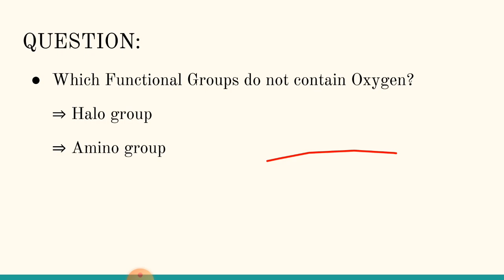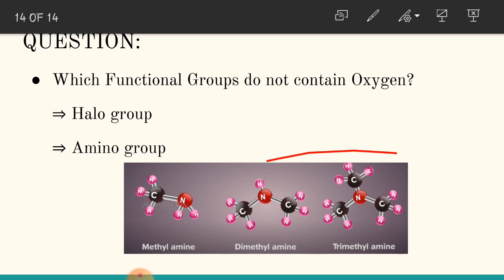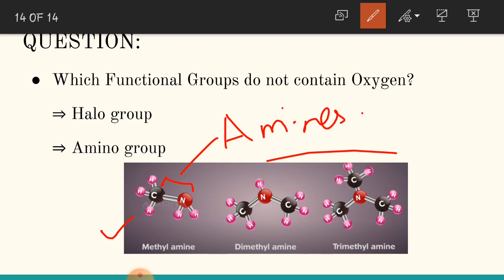Another group that does not contain an oxygen atom is the amino group. For example, in these examples, in methylamine, the presence of C single bond N is classifying them in the class of organic compounds considered as amines. Now in all these examples you may observe the presence of C single bond N, but since there is no oxygen atom, it is an example of a functional group which does not contain an oxygen atom.